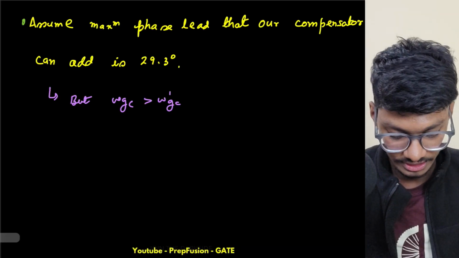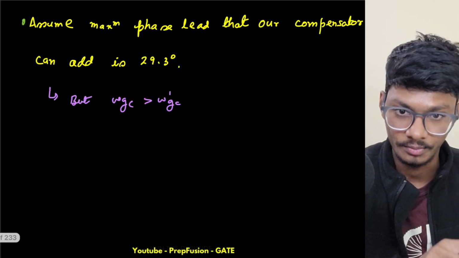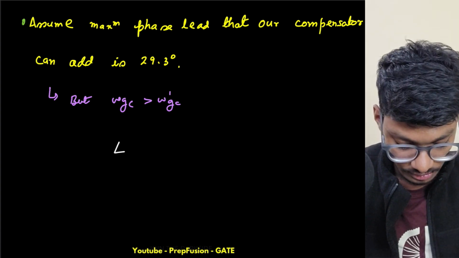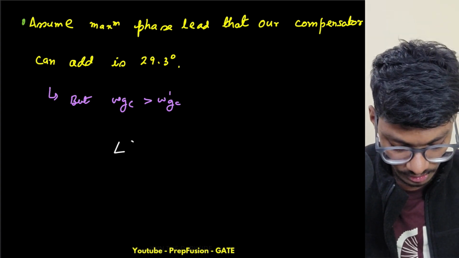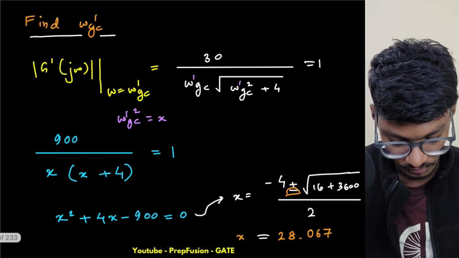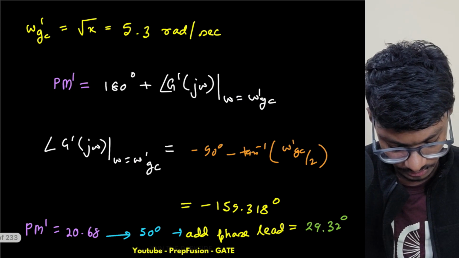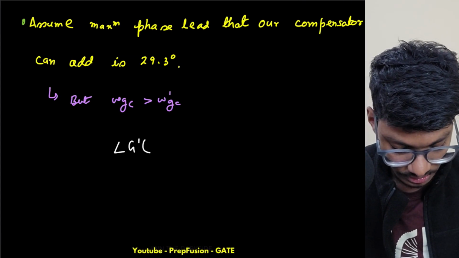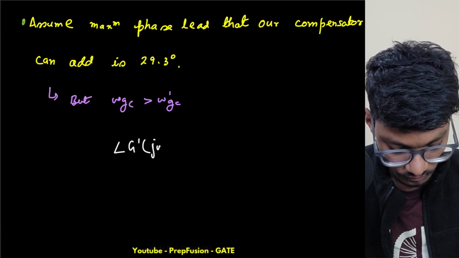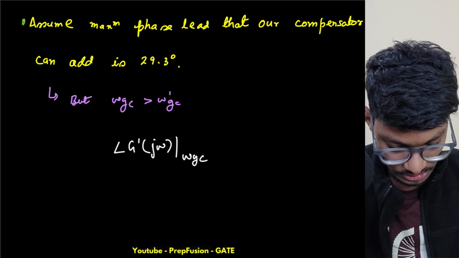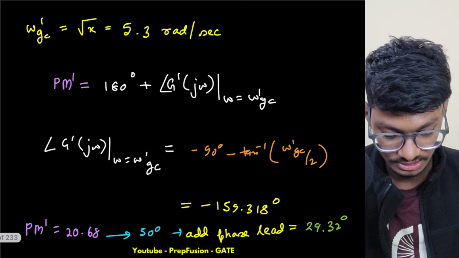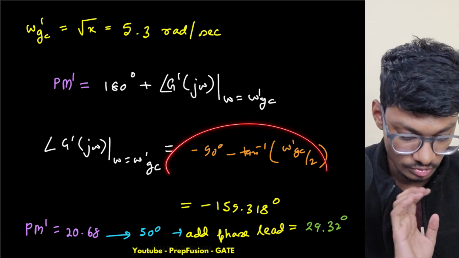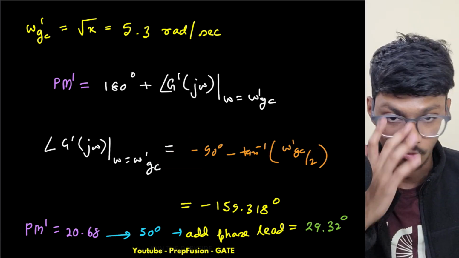So basically, as I was saying, this omega gc is greater than omega gc dash. Hence, my effective angle omega g dash, at j of g omega at omega gc, as gc is greater than this, if I put the same thing in this formula, omega gc dash will be more, so this will give me more phase lag.